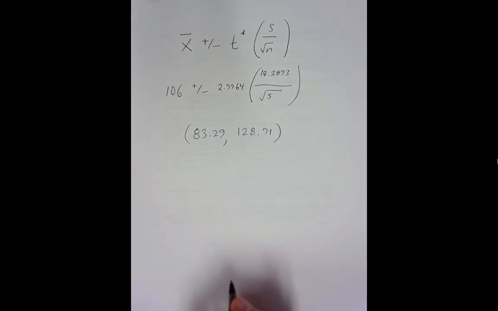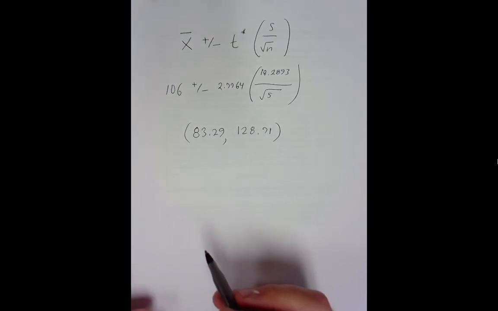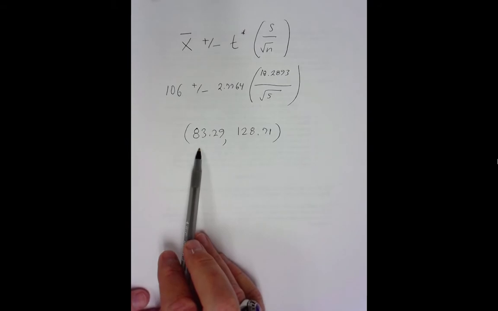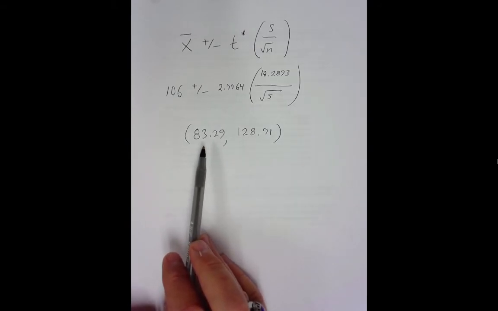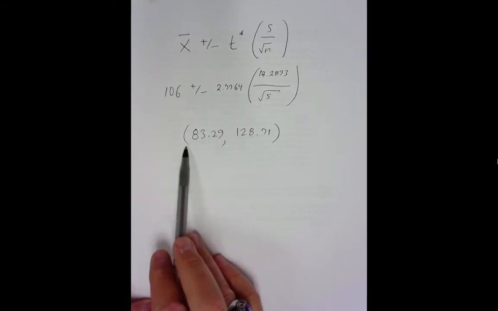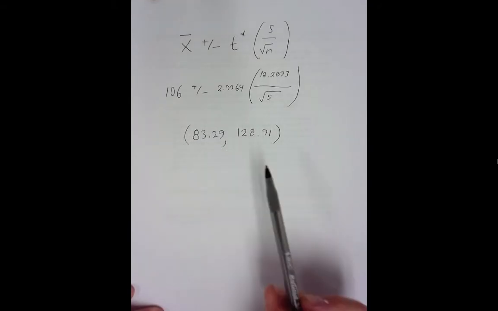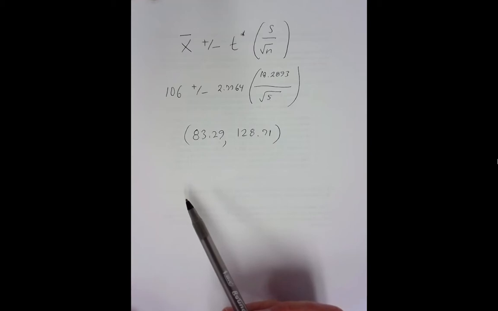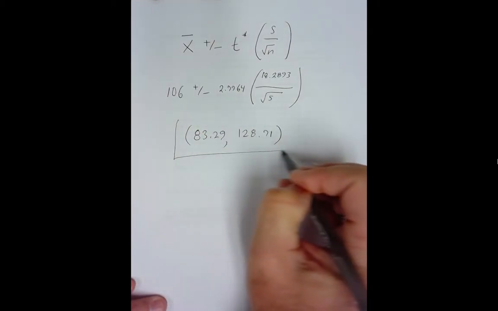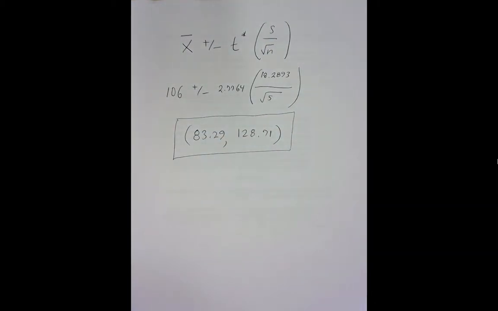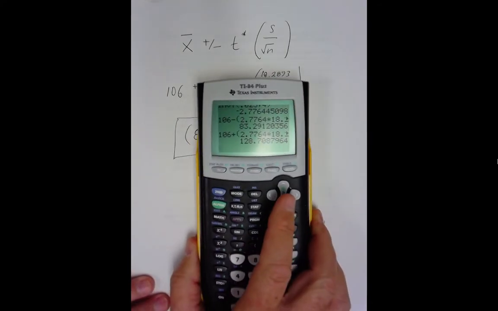So that says if we took many samples, 95% of the time, there's a 0.95 probability that this interval will capture the unknown mean. So keep that handy. All right, let me show you another way.